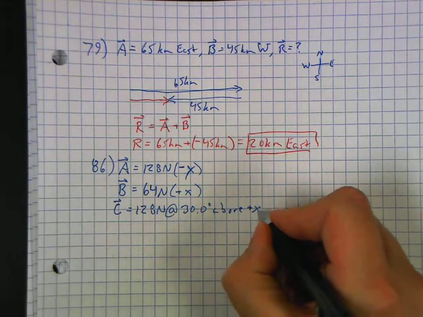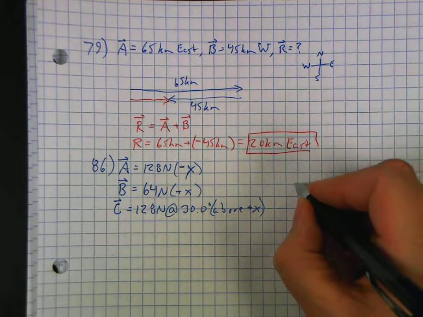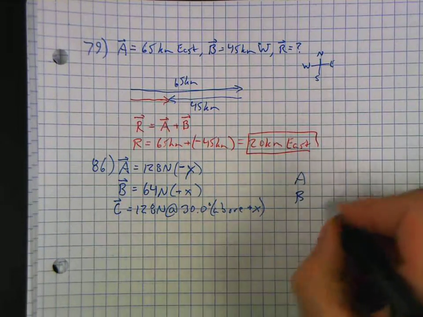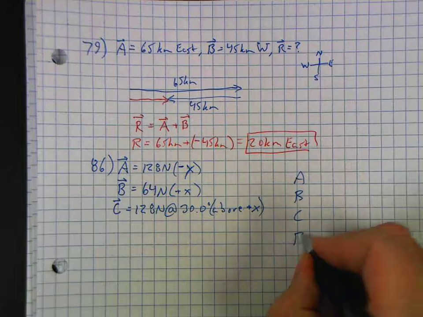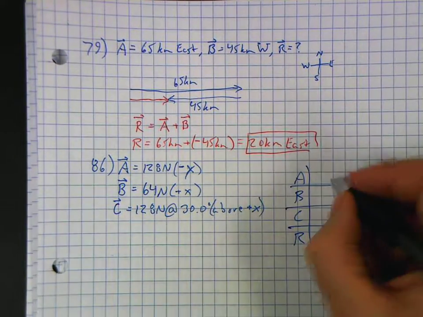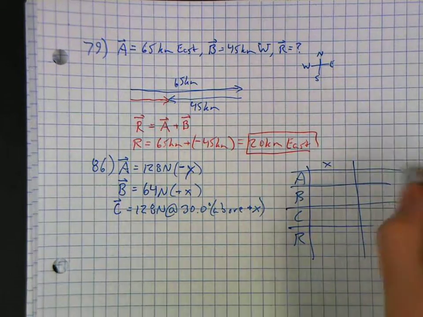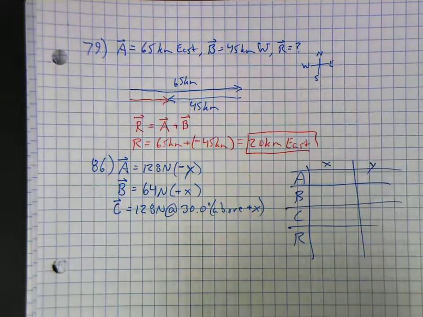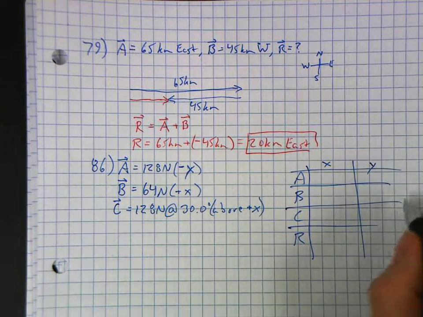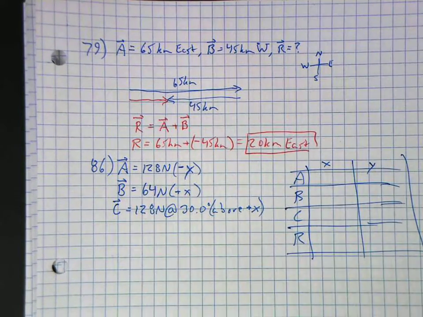Okay, so let's make a quick table here. We'll be dealing with vectors A, B, C, and they'll be adding up to give us R. And we will separately look at the x direction. We're going to find their components, and we'll look at the y direction. And I'm going to make a note up here. Well, it's just newtons. That's short enough to write in.